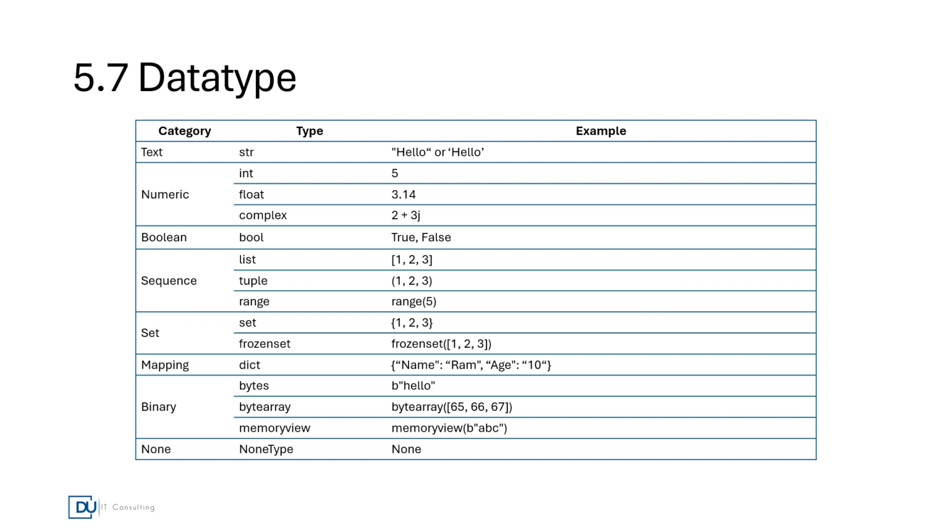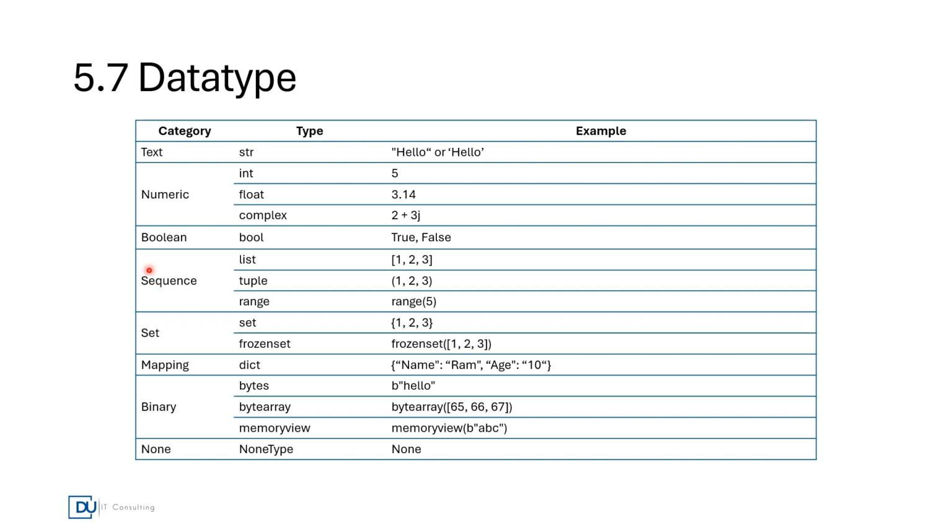In Python, we have various data types. The categories of the data types are, as you can see on the left: text, numeric, Boolean, sequence, set, mapping, binary, or none. In text, we have the string data type, and we can declare a string variable using double quotes or single quotes. Then we have integer, where we can store positive and negative numbers. Then we have float, where we can store decimals, complex types, where you can store real and imaginary numbers, and Boolean, where you can store true and false.